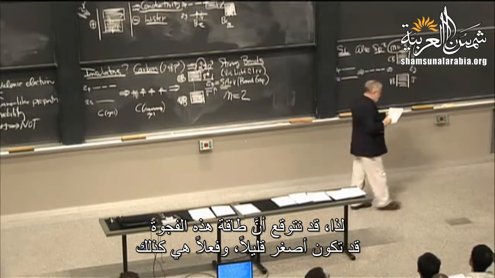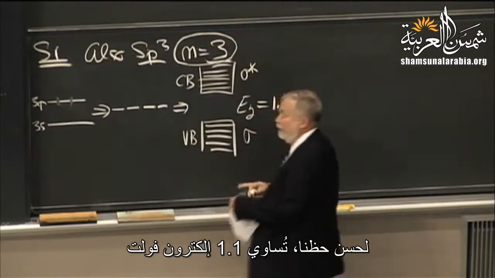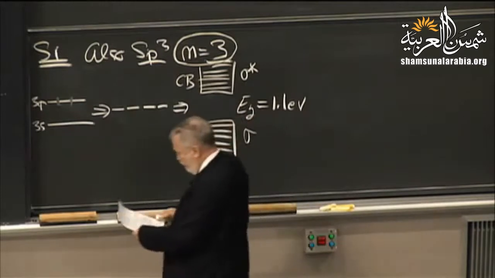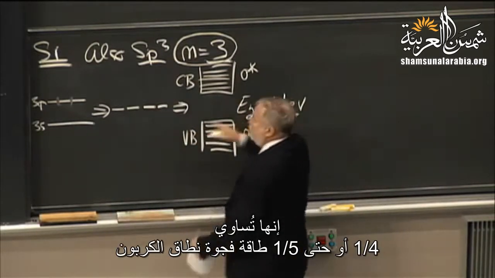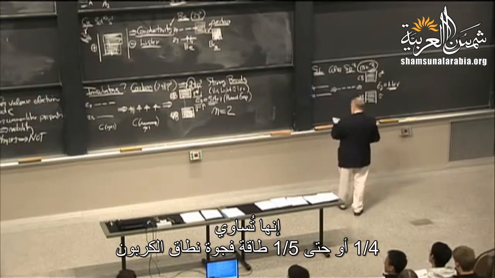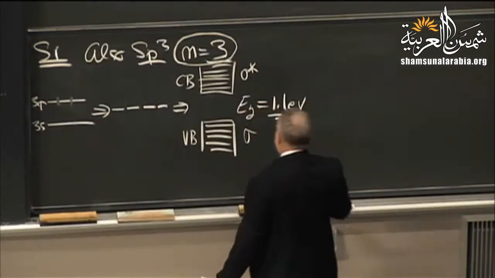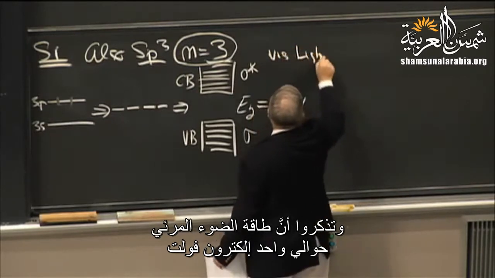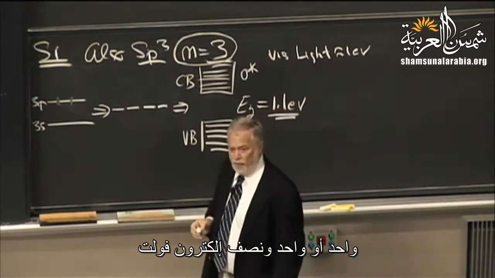And indeed, it is. Very fortunate for us. It's 1.1 electron volts. Now we're getting close. And so this is 1/4 or even 1/5 of that for carbon. And remember, visible light is on the order of 1 electron volt.